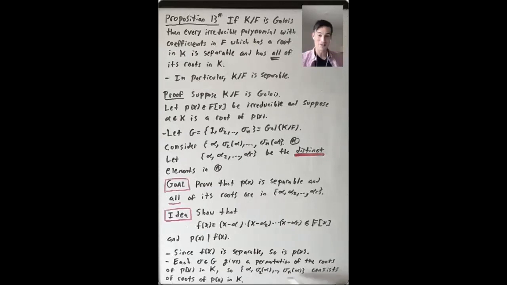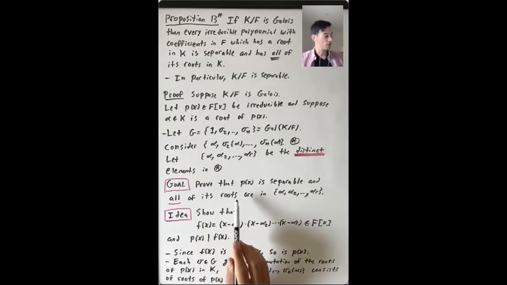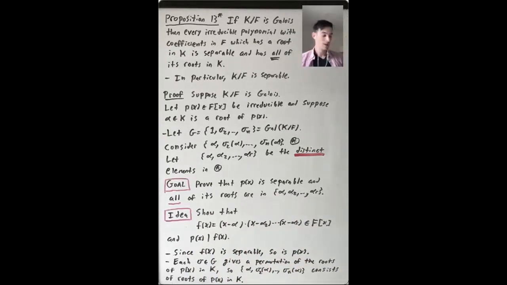So I didn't quite have space to finish this piece of the argument here, so I'm going to pause and erase, and then I'll explain how this implies that all of the roots of P of x are in this set, and then we'll prove what we need here, that f of x is in F bracket x and that P of x divides f of x.